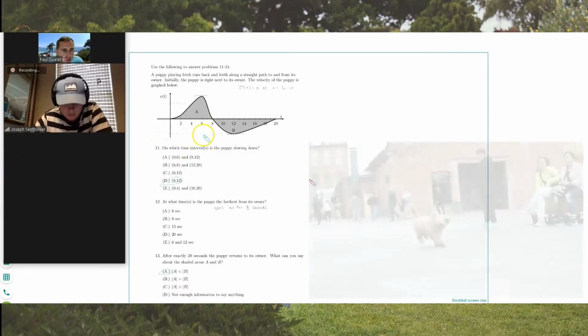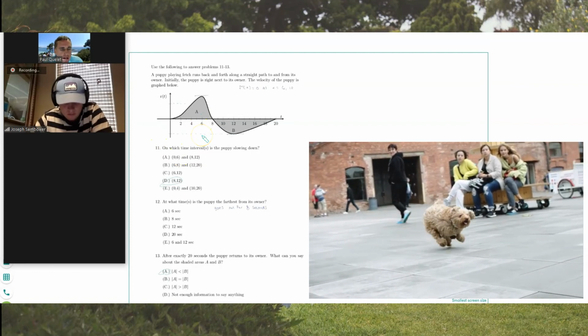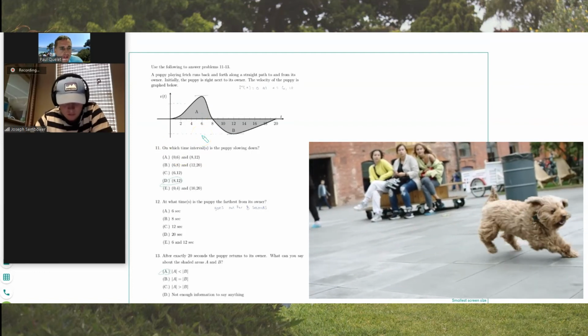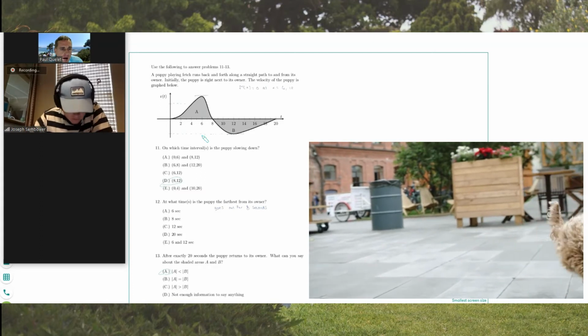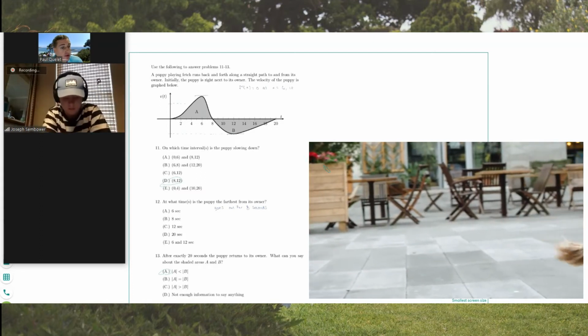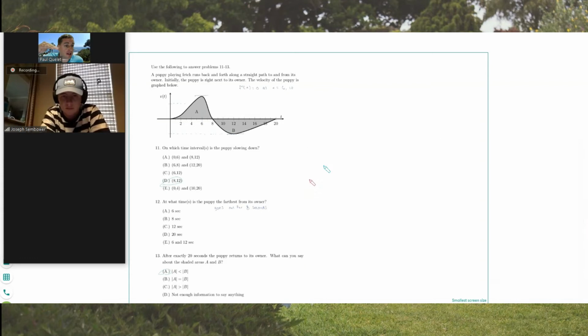So I want to ask you, at which point is the puppy moving fastest? About how many seconds? Yeah, 6 seconds. In other words, that's just basically the vertical axis value of the velocity is largest there. Exactly. So that's when the puppy is moving fastest, okay? So let's go on to the first question, number 11. At which time interval or intervals is the puppy slowing down?